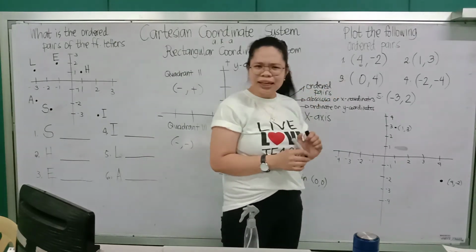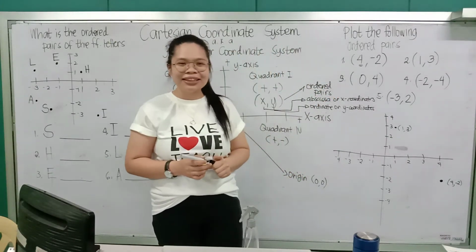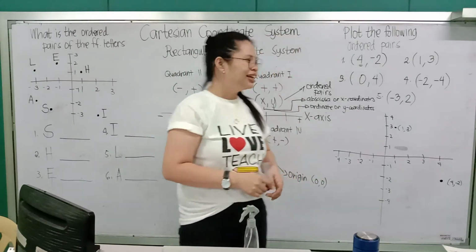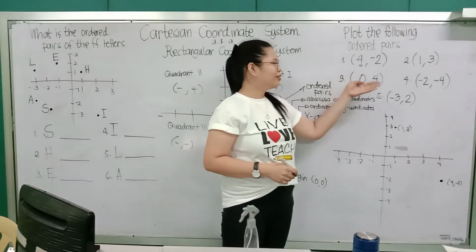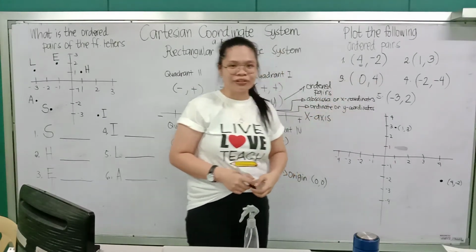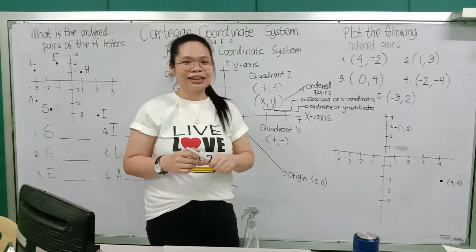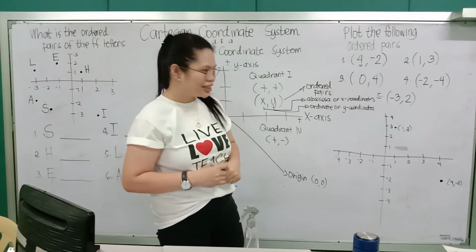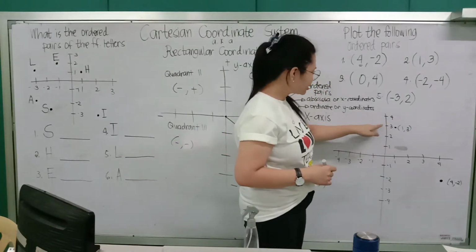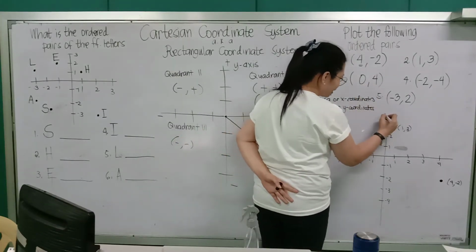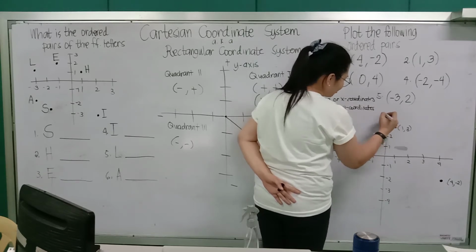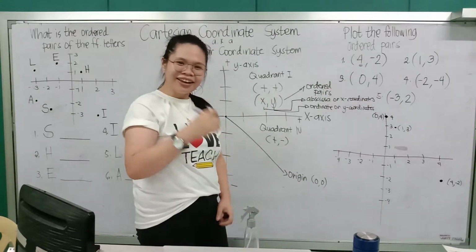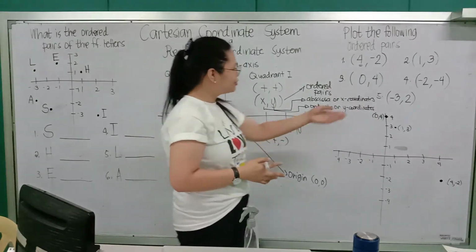Next, we have 0 and 4. Anong quadrant natin sila makikita? Very good. So, since x-axis is 0 and y-axis natin is 4, so automatic that it is located at the y-axis. Positive. So, negative to, positive to. So, positive 4 here. So, dito po matatagpuan si 0 and 4.